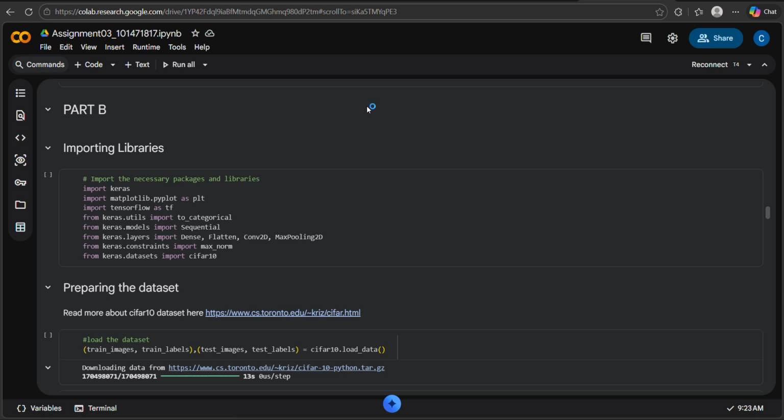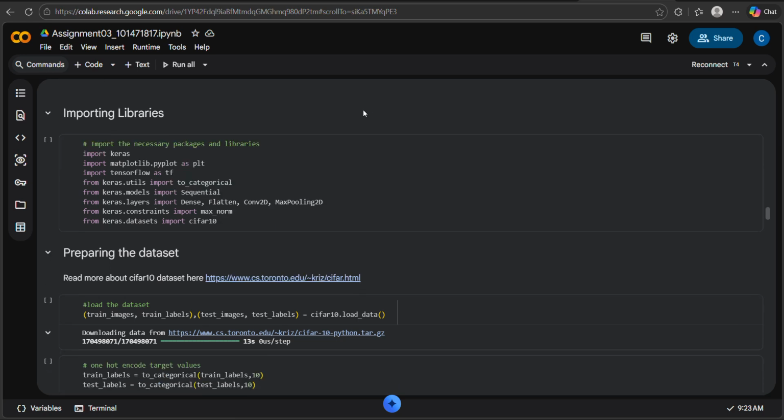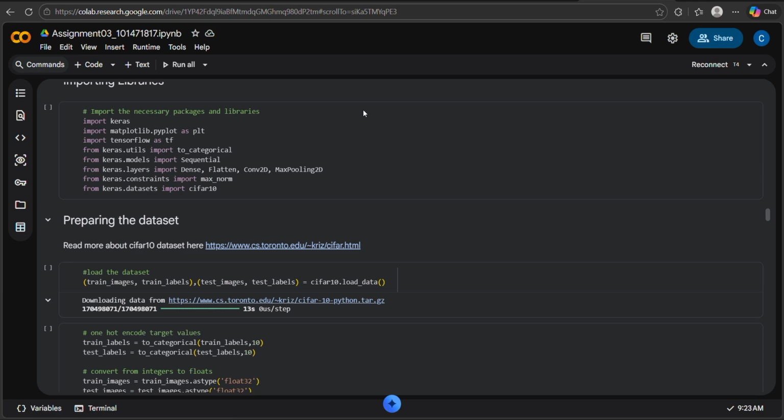In part B, we are building and training a convolution neural network on the CIFAR10 dataset, a standard benchmark dataset. We normalized the pixel values to the 0 to 1 range and one-hot encoded the labels before training.